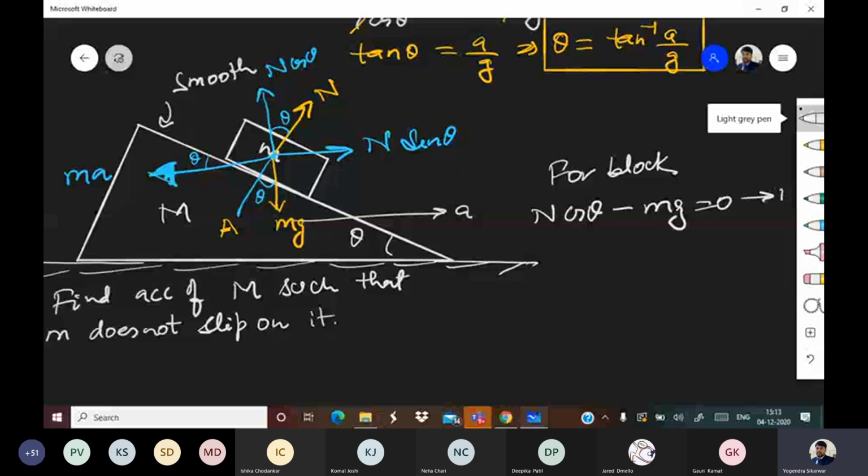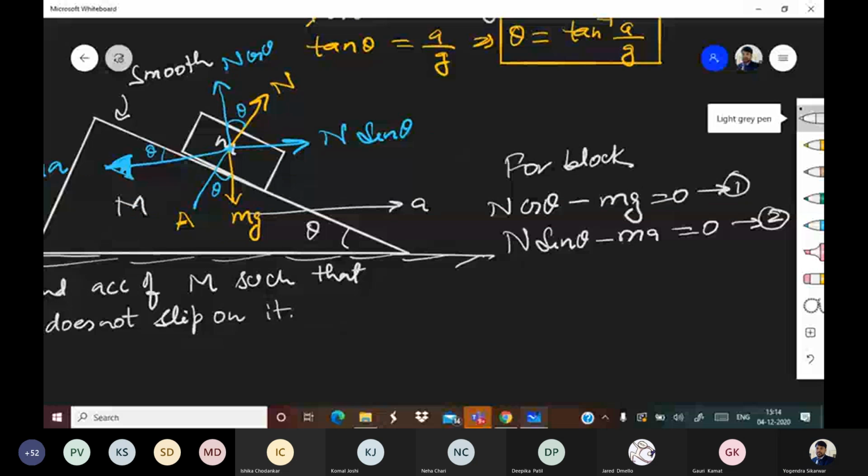Okay. Now the next thing is along horizontal. So what you can see is N sin theta minus ma is equal to 0, because here ma is a force, and that is equation number 2.